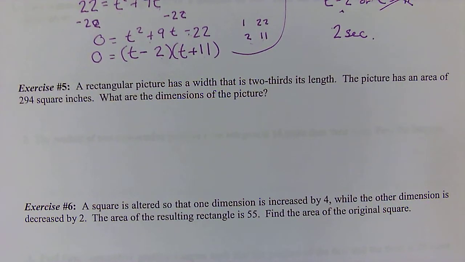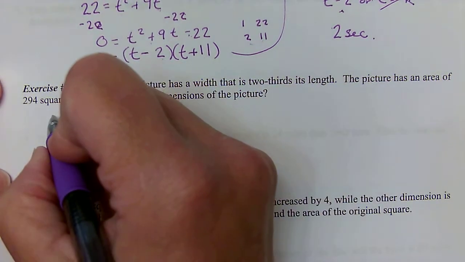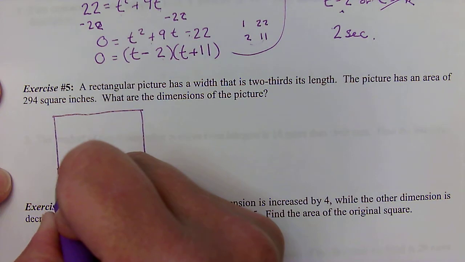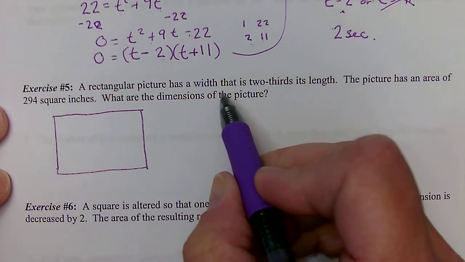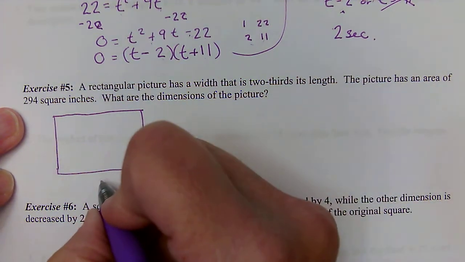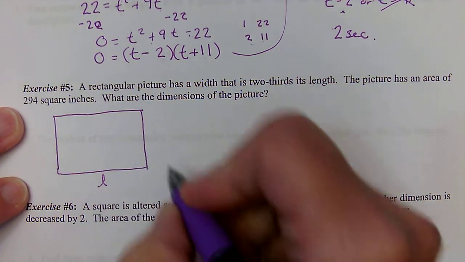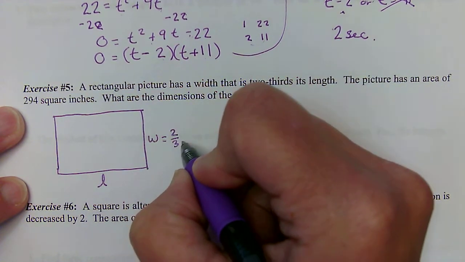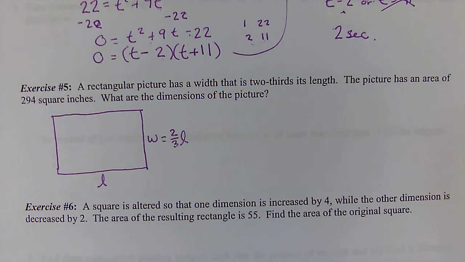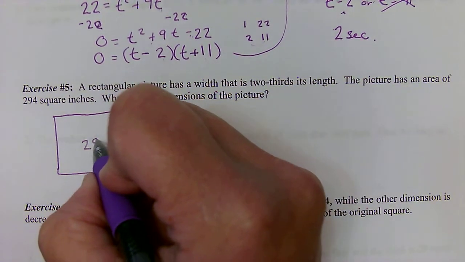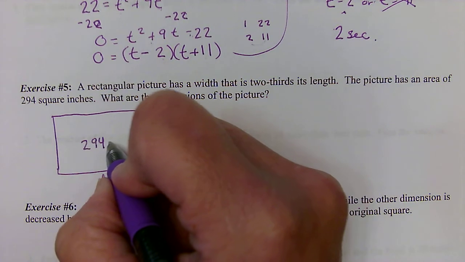In this problem, we have a rectangle. First thing I'm going to do is draw a rectangle. And it says its width is 2/3 of its length. So if this is its length, then its width is equal to 2/3 of its length. So that's 2/3 L. And it says the area is 294 square inches.